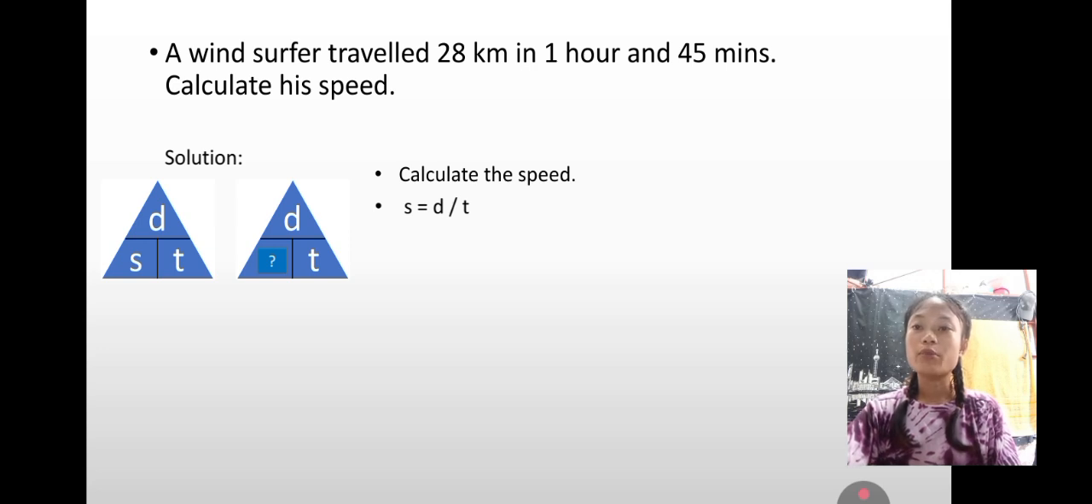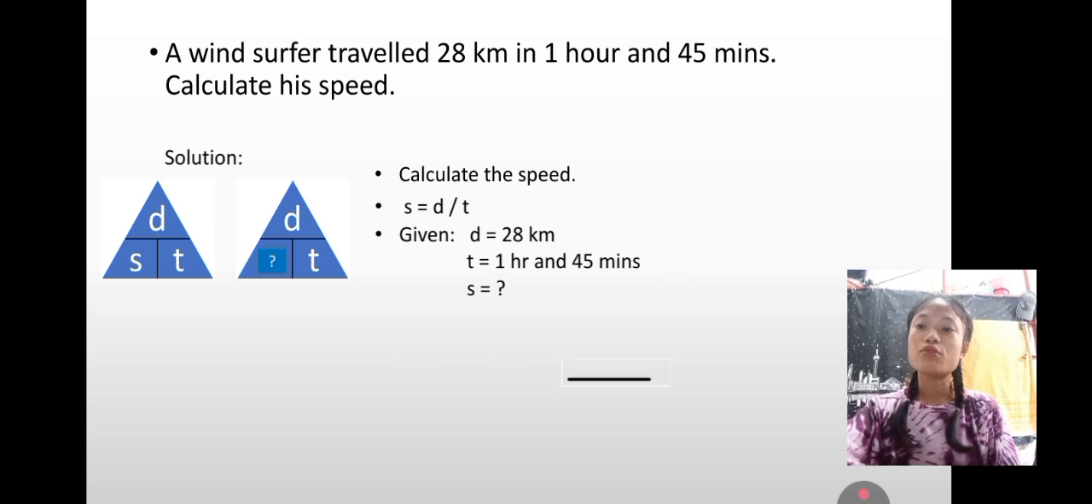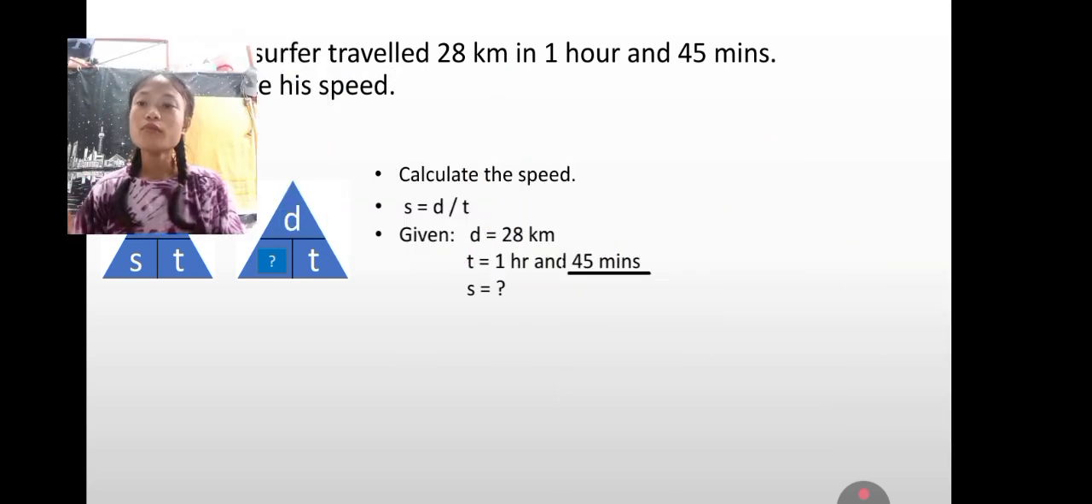Next step, write down the formula. S is equals to D over T. Ato pangitaon na gihapon ang S. So the givens are 28 km, which is the distance, 1 hour and 45 minutes, which is the time, and S is question mark. Mao na pangitaon nato. So mauna ning naay conversion.